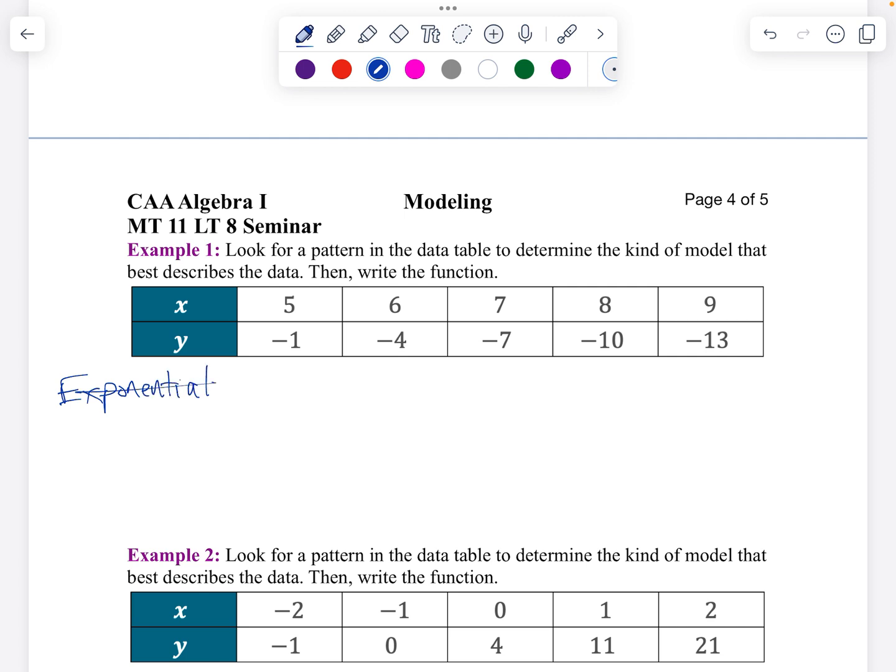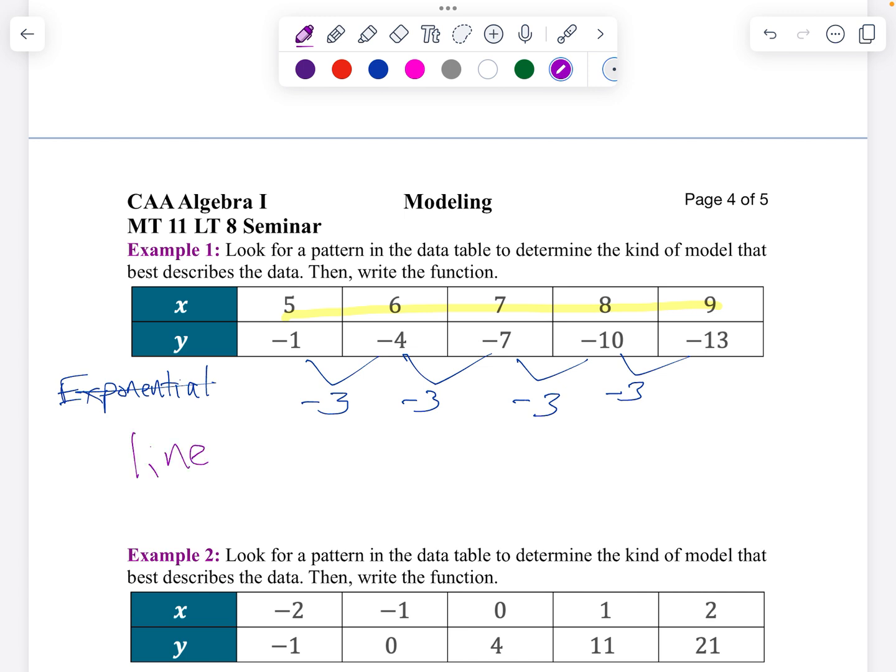Let's look at our differences. Notice first off, I can't do this unless all my x's go up by the same amount each time. In Algebra 2, you'll learn how to do that when they don't go up by the same amount, but that's where we're going to be limited to here. So from -1 to -4, it goes down by 3, doesn't it? From -4 to -7, it goes down by 3. From -7 to -10, it goes down by 3. So this is a linear model.